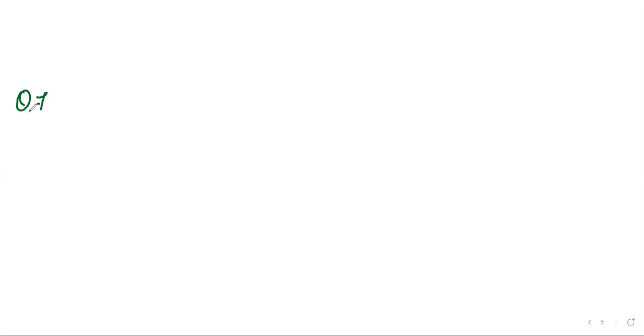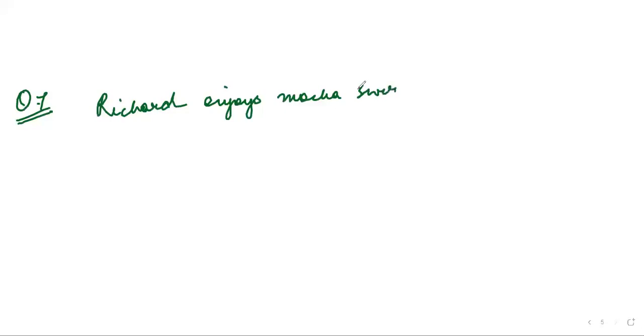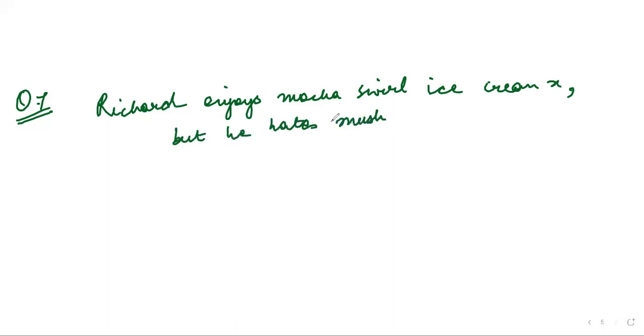In this question of the problem set, you are asked to plot indifference curves, or an indifference map. Let's see what the question is all about. The question is that Richard enjoys mocha swirl ice cream X, but he hates mushroom. So you're asked to plot the indifference map of Richard for these two goods.